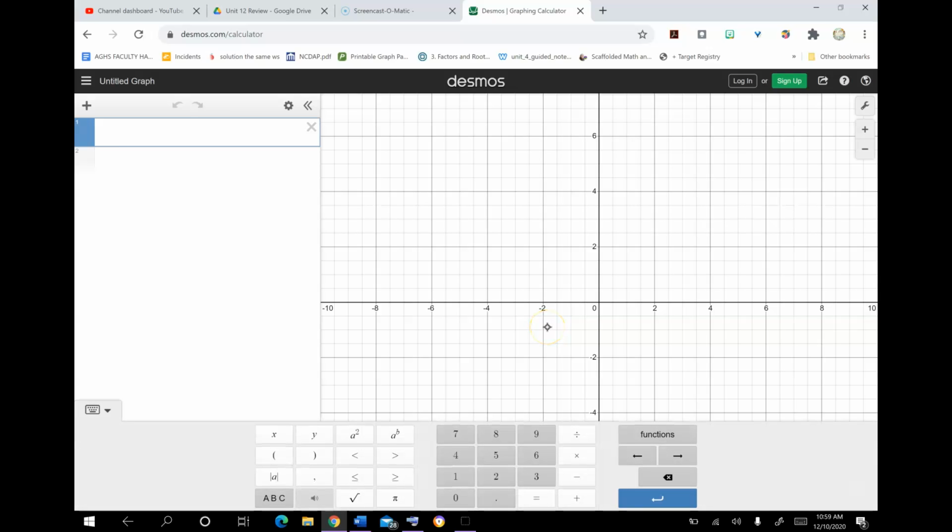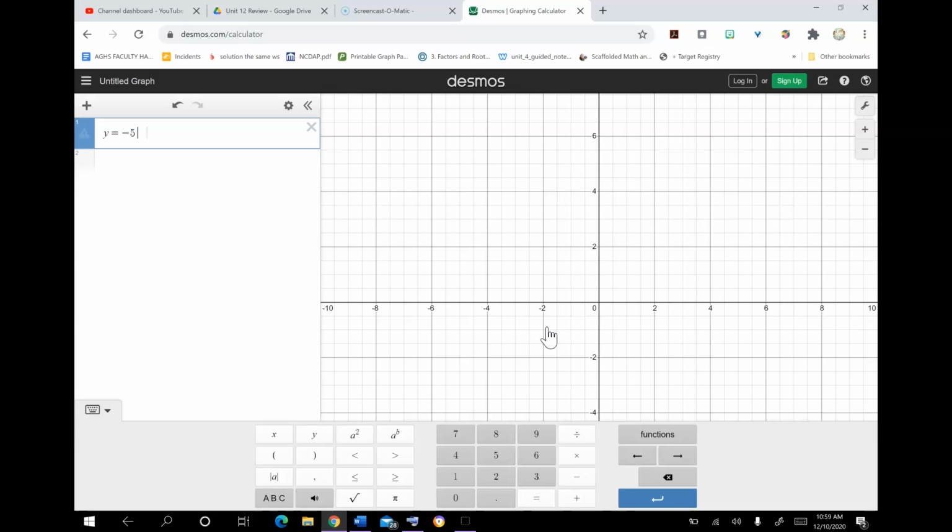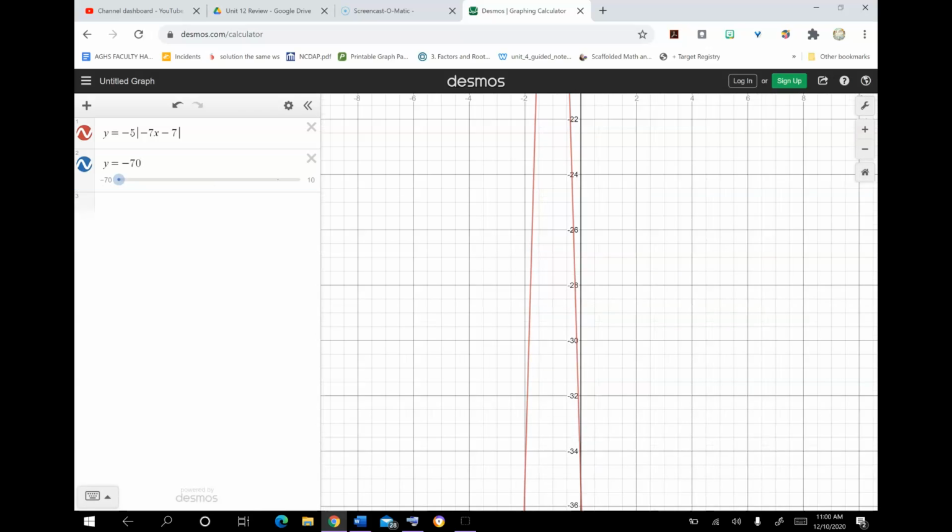We're going to say y equals the left-hand side. Y equals, and it was -5, absolute value. Where's my absolute value? There it is. Absolute value of -7x. And anytime it doesn't say x, just put x, okay? -7, close the bar. And then right-hand side is line 2, so y will equal -70. Okay? You want to find where they intersect. So we're just going to scroll until we find where they intersect.